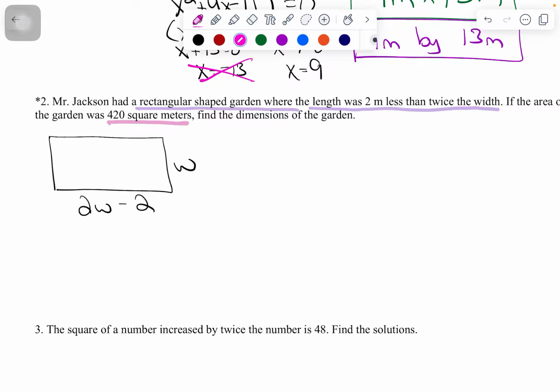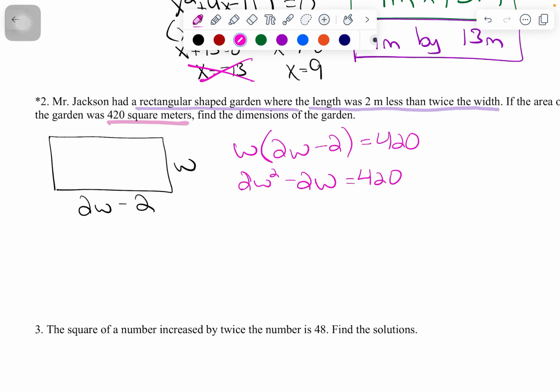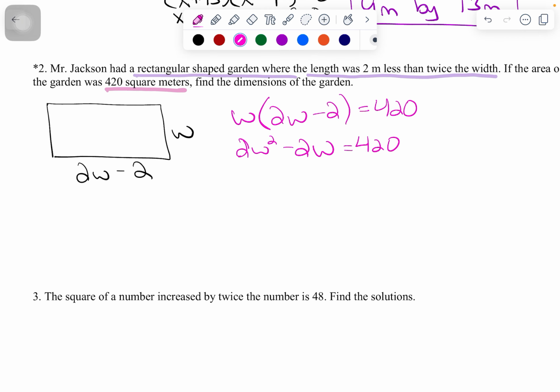So area, again, we're going to take the width times the length. So width is W times 2W minus 2 equals 420. So a little distributive property: 2W squared minus 2W equals 420. I'm going to go ahead and move the 420 to the other side, so I'm going to subtract 420.